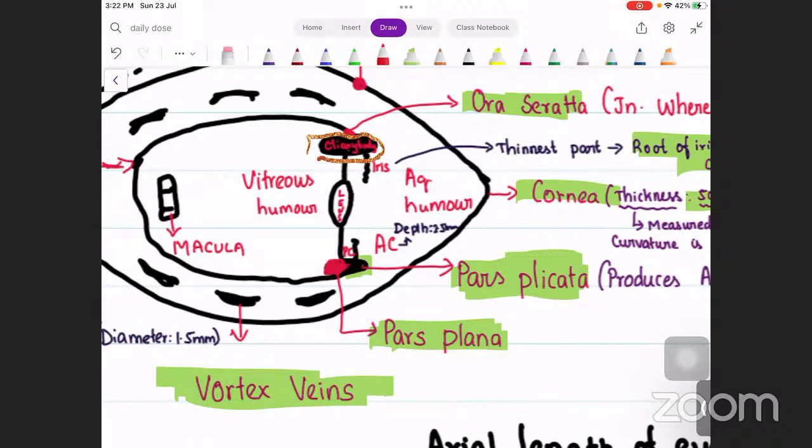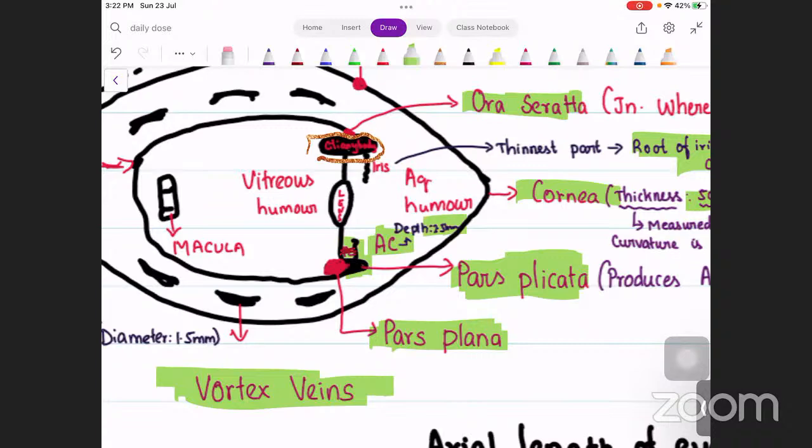Between your lens and your iris, you have your posterior chamber. Let me highlight it here, posterior chamber. And in front of the iris, you have your anterior chamber, and the depth of the anterior chamber is 2.5 mm.